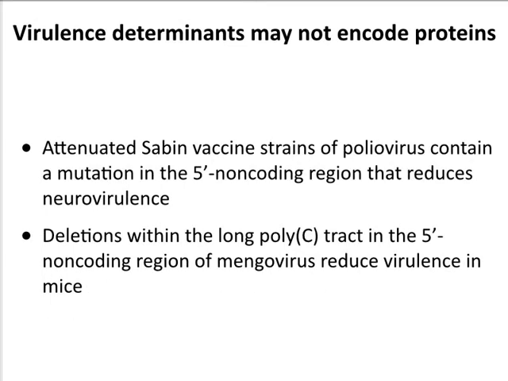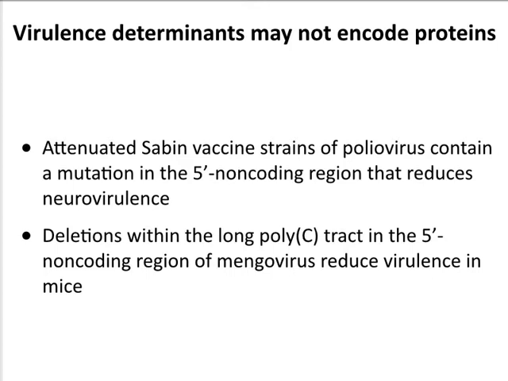So sometimes these virulence genes don't actually encode proteins, and so that's why I call them virulence determinants. Because as you know, the definition of a gene is that it encodes a protein. And these are two examples where mutations in non-coding regions can reduce virulence. The first example is poliovirus. The vaccine strains of poliovirus that are used to eradicate polio globally today, these infectious Sabin vaccines, have mutations in the 5' non-coding region that make them attenuated. I'll show you an example of that in a moment.